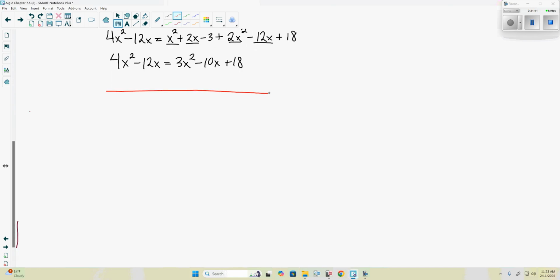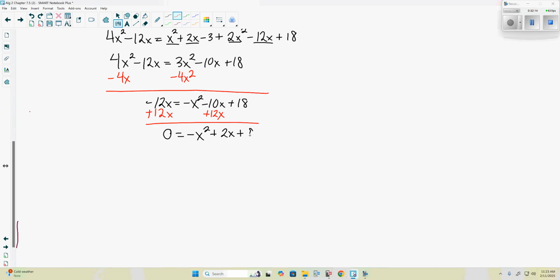What can we do next? We can subtract 4x squared from both sides. When we subtract 4x squared from both sides, we get that negative 12x is equal to negative x squared minus 10x plus 18. What can we do next? Add 12x to both sides. Because our negative 12x plus 12x is going to be 0, is equal to negative x squared plus 2x plus 18.